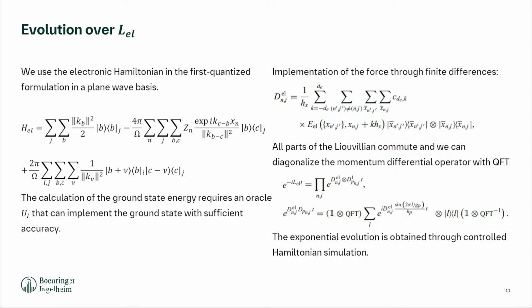So this is how you get one term, and then you can get the exponential through controlled Hamiltonian simulation. So this thing is done. This would be only to get to the d, but then you get this exponential of d through controlled Hamiltonian simulation.